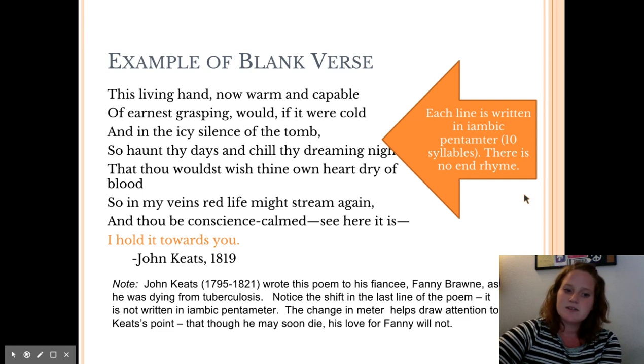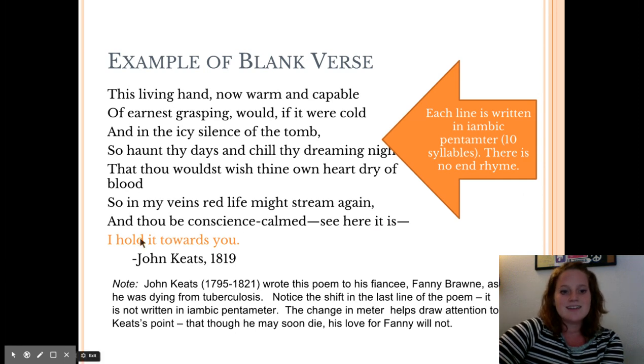So this poem was written by John Keats to his fiancée. He wrote it as he was dying from tuberculosis. You'll notice in this last line that it's not written in iambic pentameter. And this isn't just because John Keats got lazy and was tired of putting together this meter.